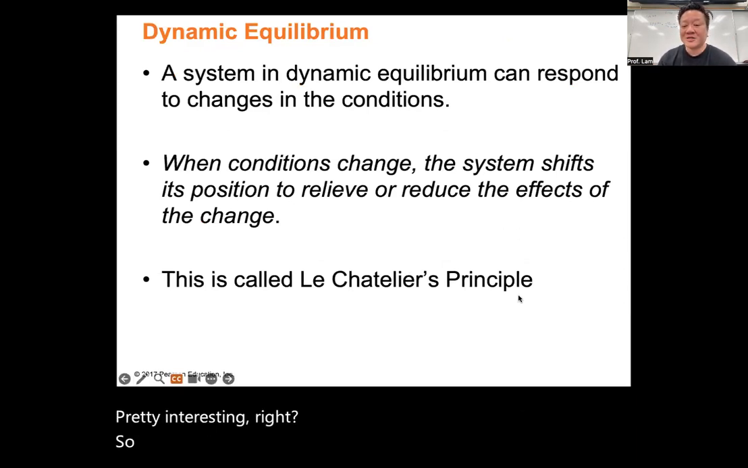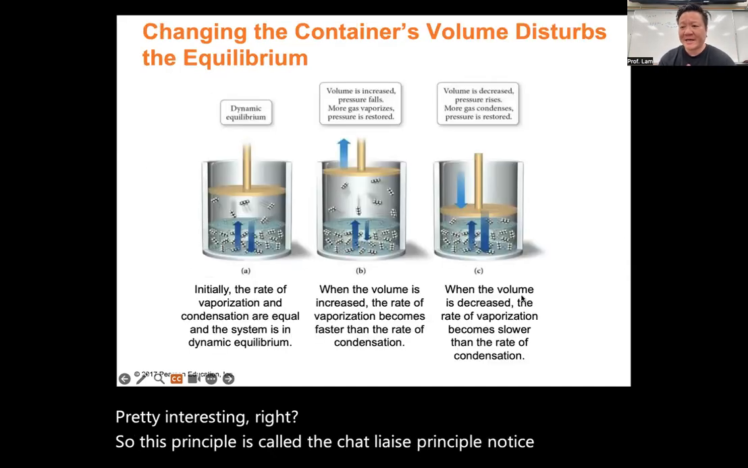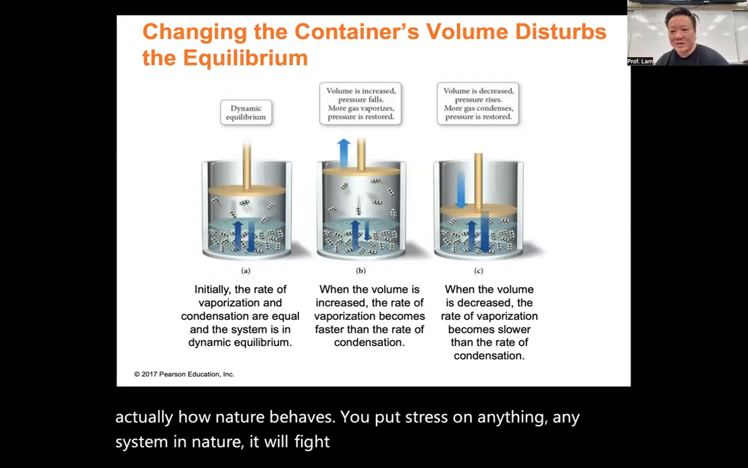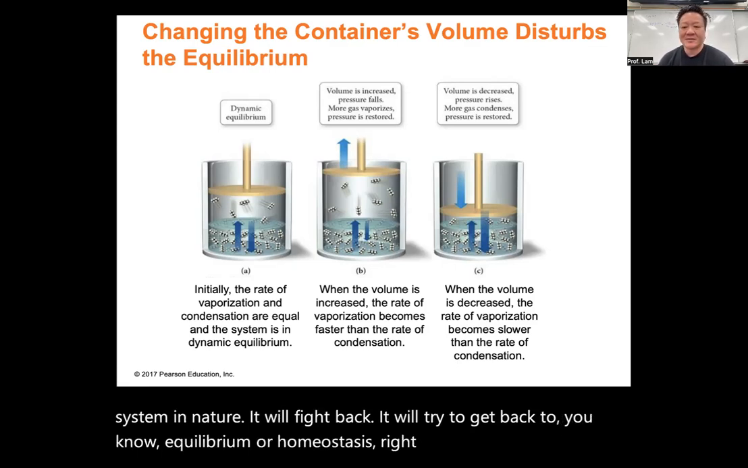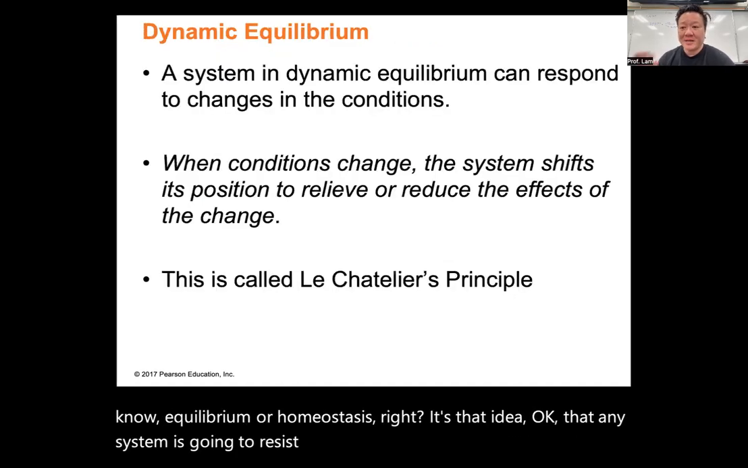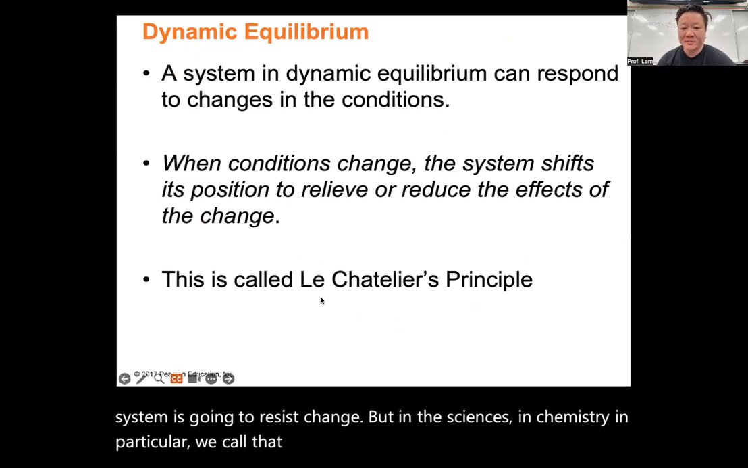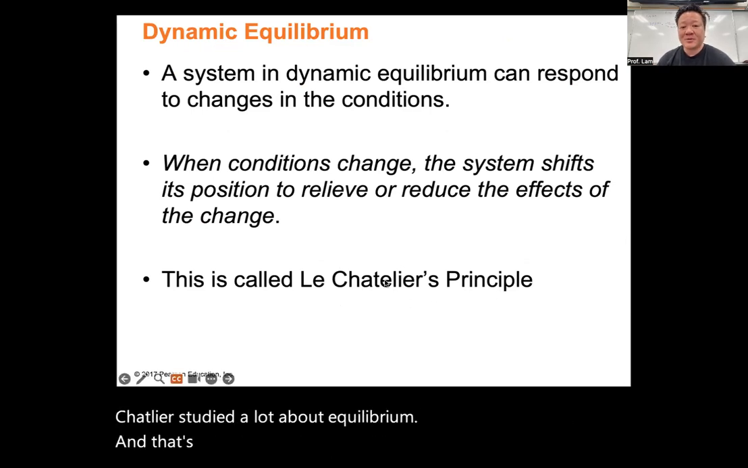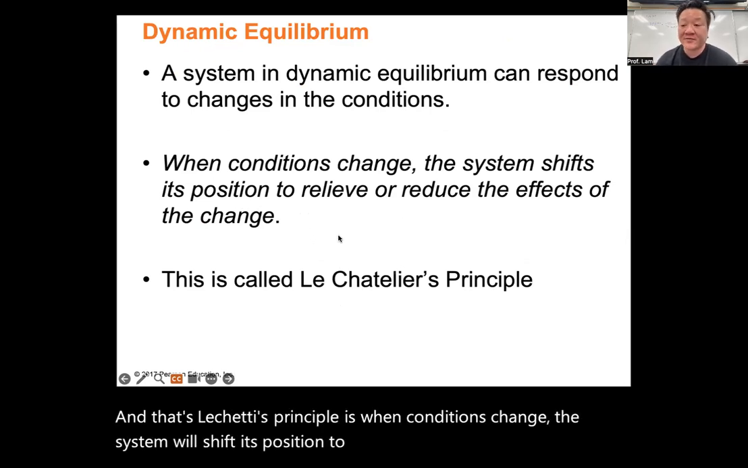This principle is called Le Chatelier's principle. Notice that that's actually how nature behaves. You put stress on any system in nature, and it will fight back. It will try to get back to equilibrium or homeostasis. That's the idea that any system is going to resist change. But in the sciences, in chemistry in particular, we attribute that to Le Chatelier. Le Chatelier studied a lot about equilibrium, and Le Chatelier's principle is that when conditions change, the system will shift its position to relieve or reduce the effects of that change.